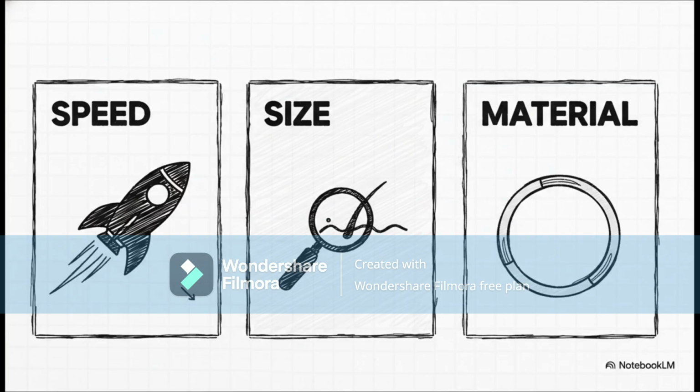Okay, number 1, speed. Remember, it uses light, not electricity. That's why it's so fast. Number 2, size. It's thinner than your hair, but it carries huge amounts of data, terabytes worth. And number 3, material. It's made from a special, flexible glass or plastic that can bend without breaking. So that's speed, size, and material.